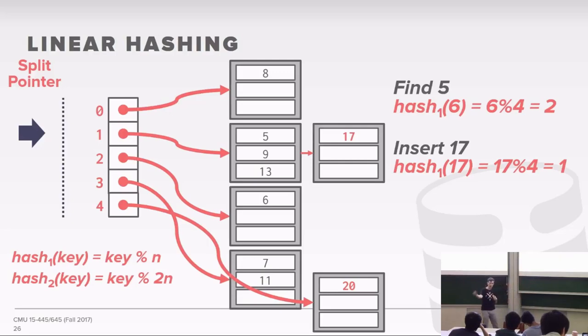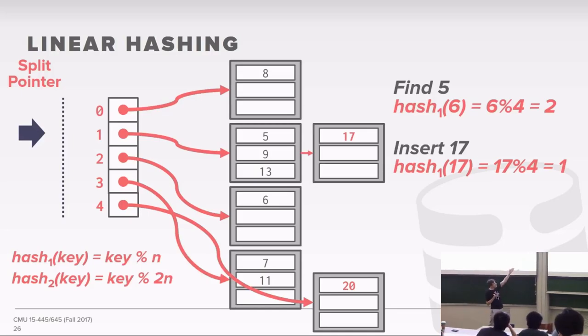And again, we have that same problem that was mentioned before: if we have a bad hash function, we may still end up putting everything in that first bucket. But in this case that's fine, because the first bucket didn't actually overflow anyway, so it doesn't matter.